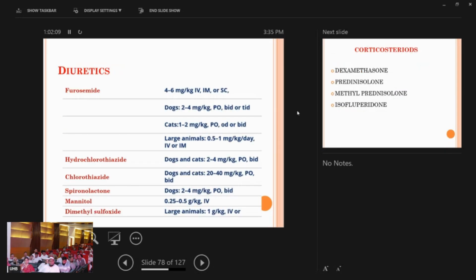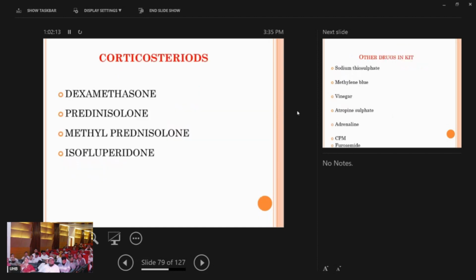Commonly used is furosemide, 2 to 4 milligram per kg body weight. Regarding corticosteroids: dexamethasone, prednisolone, methylprednisolone, isoflupredone. These are all available in the market. Dexamethasone is used for anti-inflammatory purposes and also for termination of pregnancy. Prednisolone is used in large animal practice as supportive treatment, I mean the treatment of ketosis. For one time we will be using steroids.